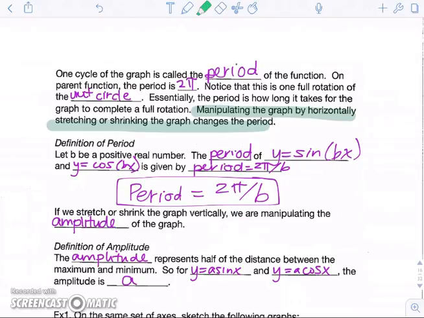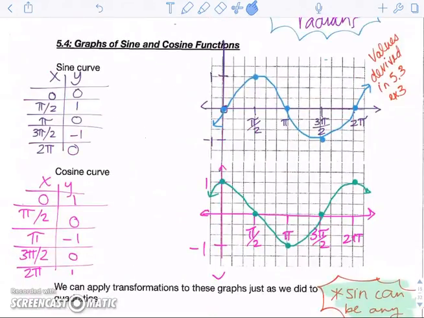If we stretch or shrink the graph vertically, we're manipulating the amplitude of the graph. The amplitude represents half of the distance between the max and the min. So for y equals a sine of x and y equals a cosine of x, the amplitude is a. If you look at our parent function, the amplitude is 1. And if you look at the entire distance, it goes from 1 to -1, which is a distance of 2.